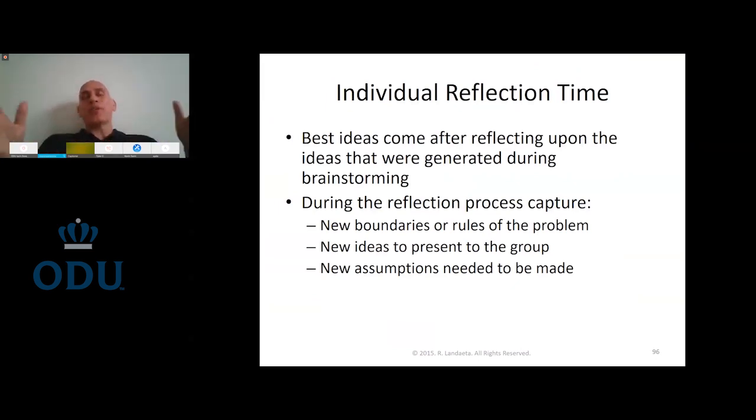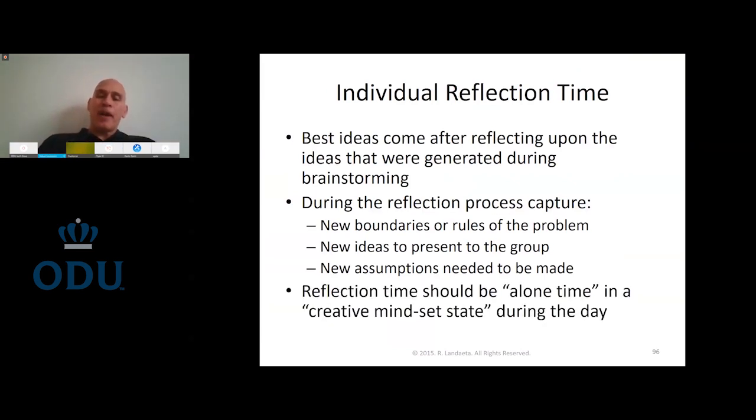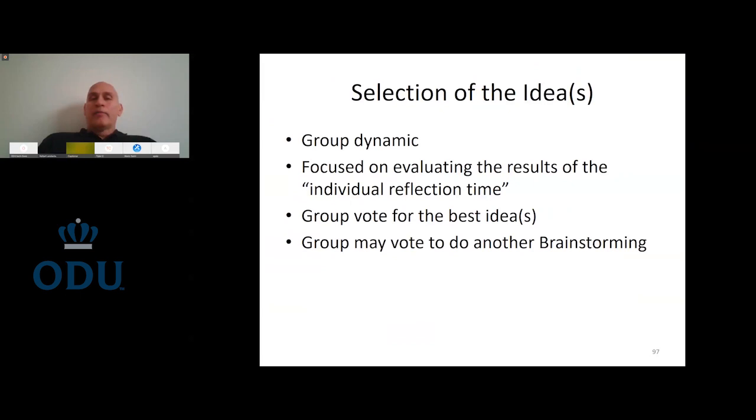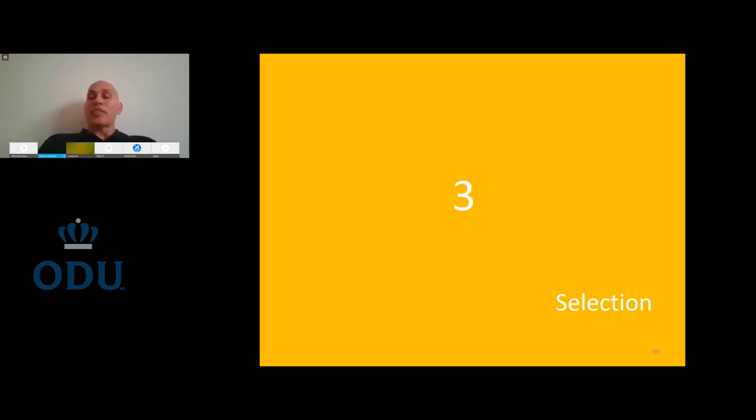And during that period of time, the brain of everybody is working on the ideas. And that's when the best and most innovative ideas come up, when you have individual reflection time away from the team, thinking about what are those most promising ideas. And then of course the team will select what are those most promising and move them to the selection.